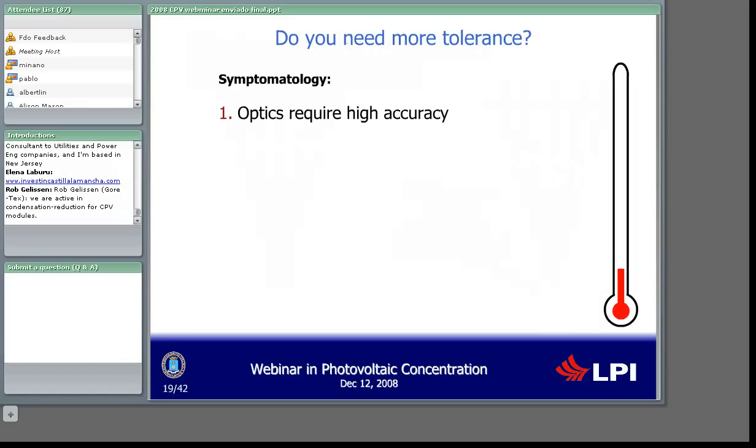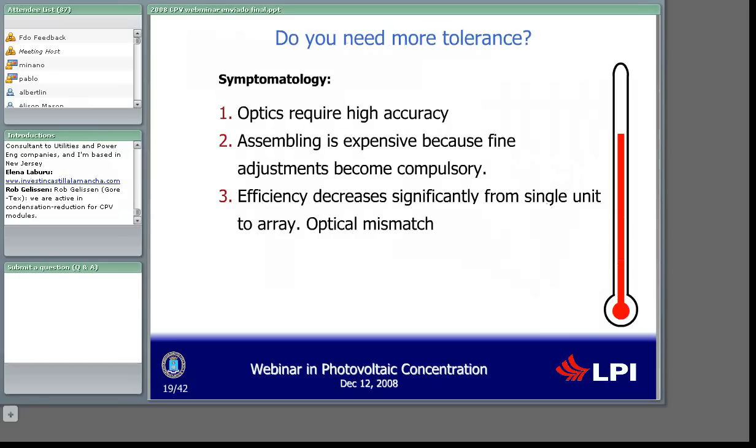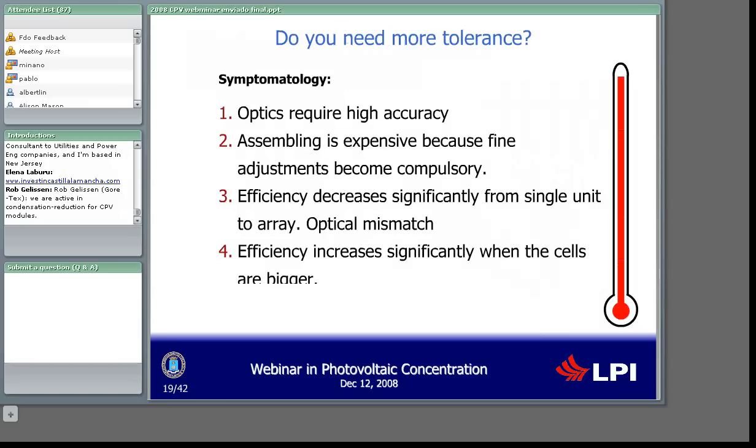Second one is that your assembly is expensive due to the need of fine adjustments. Third, your efficiency decreases significantly when you make a single unit and go into an array due to optical mismatch. And fourth, the efficiency increases significantly when you increase your cell size.